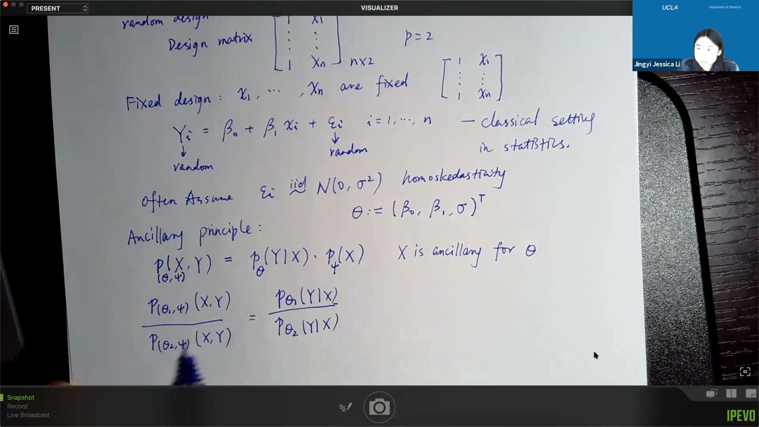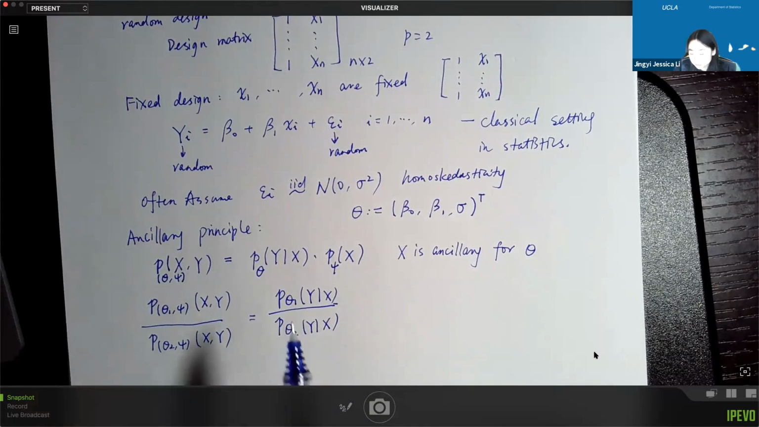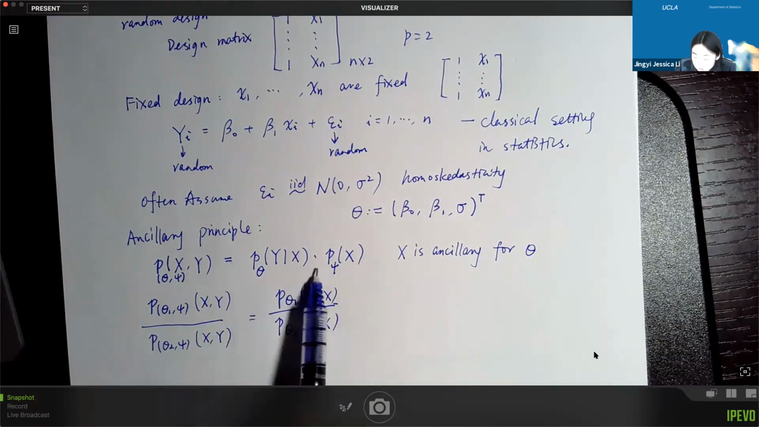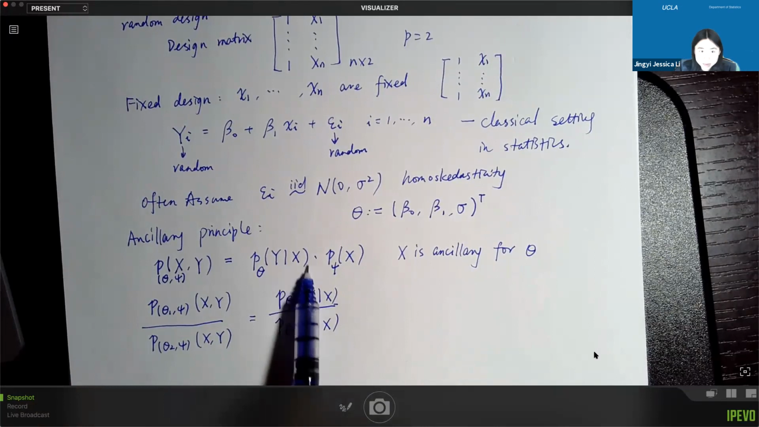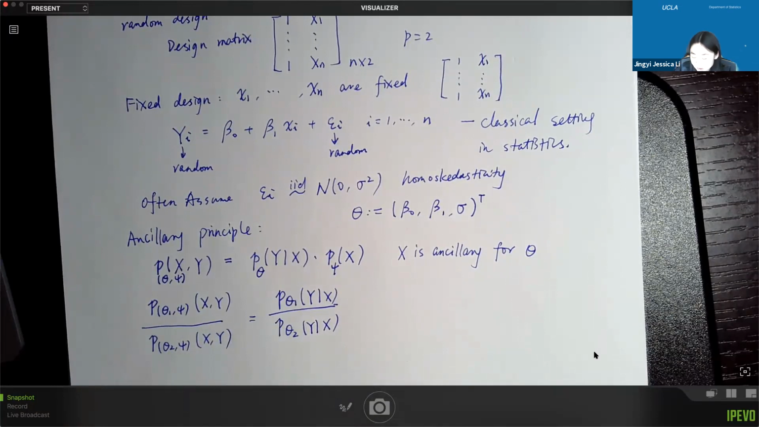So because of this, people assume it's reasonable to do the conditional inference of theta just based on conditioning on X. By conditioning on X, we don't lose information about the inference of theta. So that's what we call the ancillary principle. And that's why statisticians use this to justify the use of fixed design.